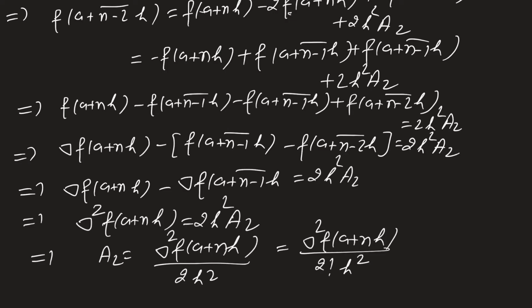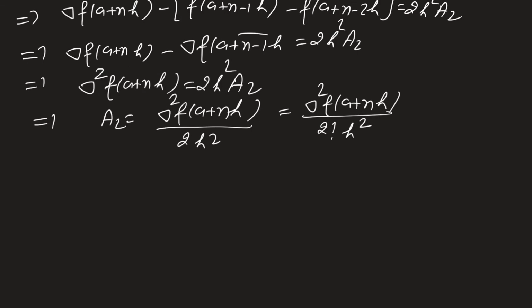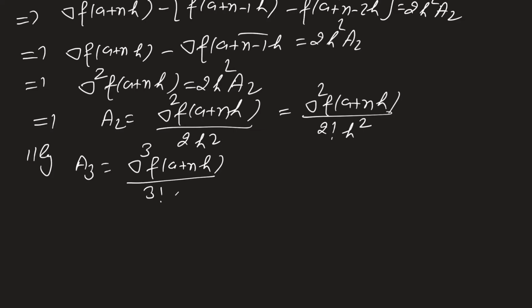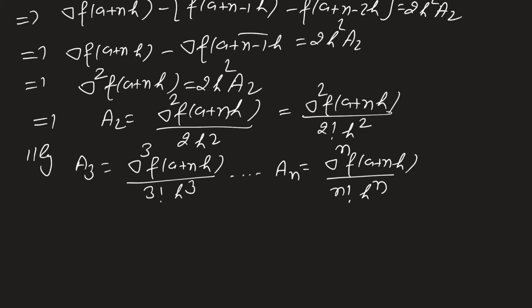Okay. Similarly, on the same lines as done in the previous article, we are going to generalize. a₃ will be, when here is 2, here is 2, here is 2. Similarly for the case 1, we were having here 1, 1, 1. Okay, done. So when here will be 3, it will be del cube f of a plus nh divided by 3 factorial h cube, and when it will be aₙ, it will be del n f of a plus nh by n factorial h raised to the power n.